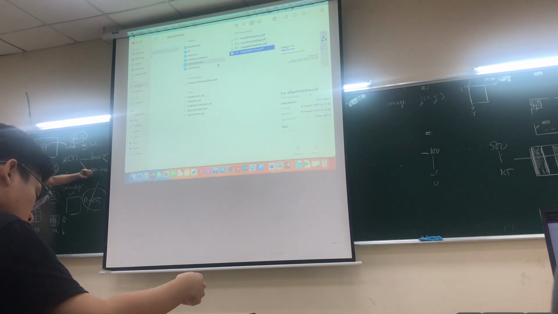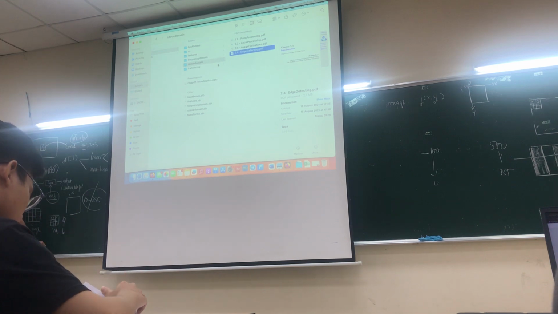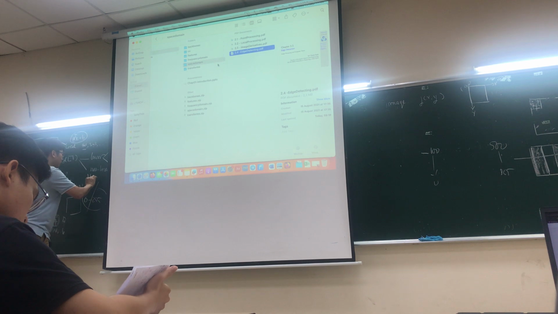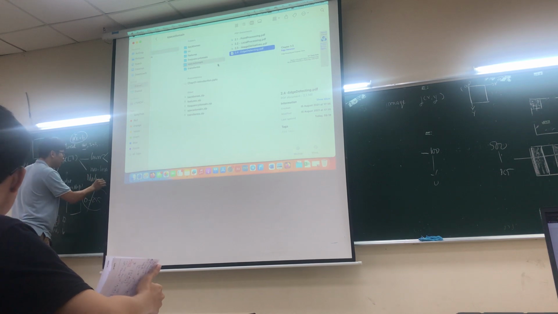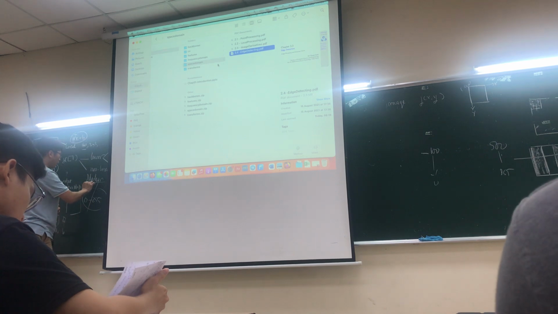But there are other operations that are non-linear. Non-linear, for example, you have the median, very well known as the median filter. There are also other kinds of statistics.